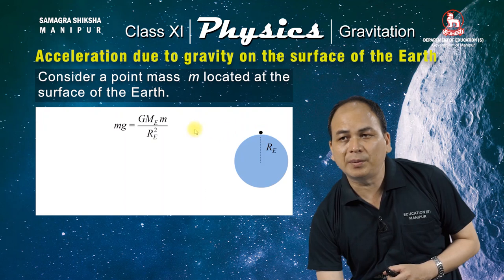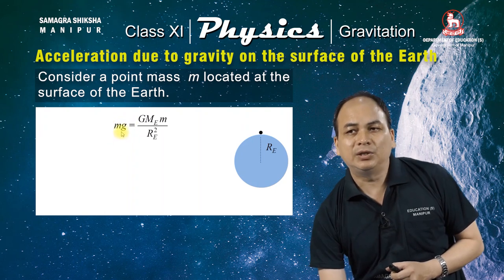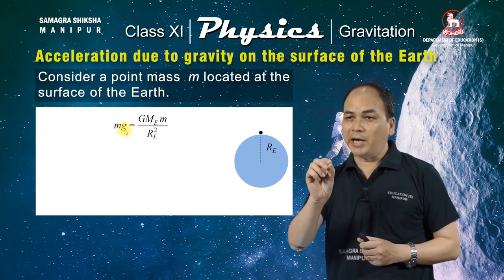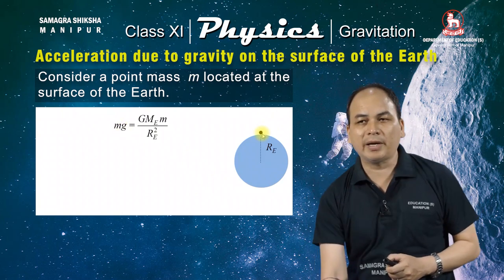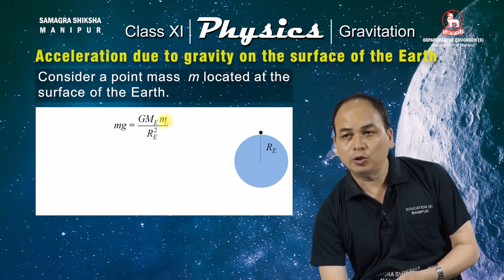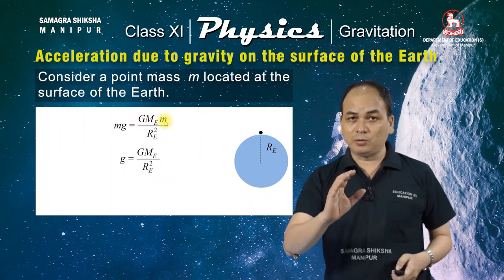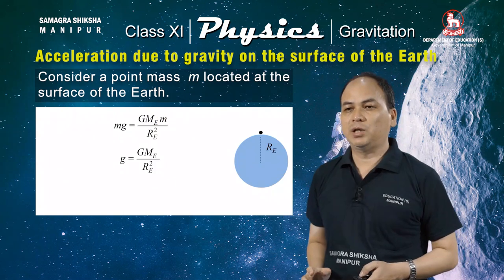At the same time, by Newton's second law, force is the mass of the object times the acceleration experienced by this point mass. The small m cancels on both sides, so you will get g is equal to G M e by R e square.